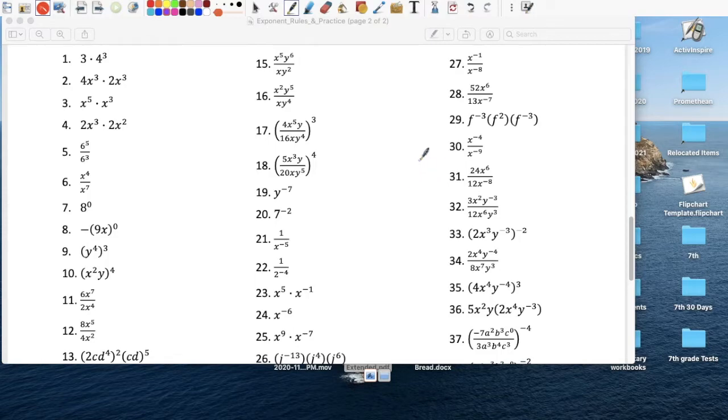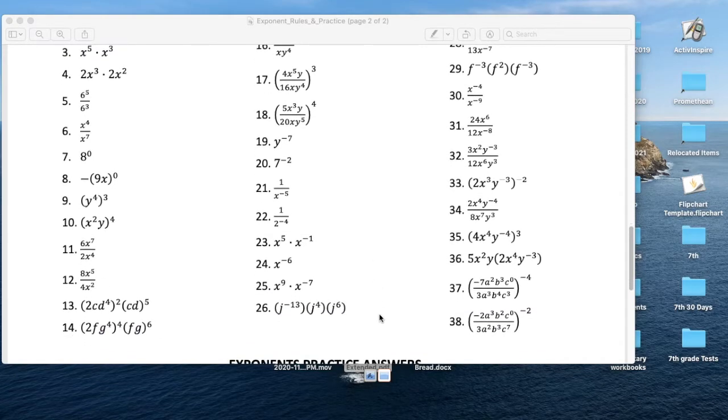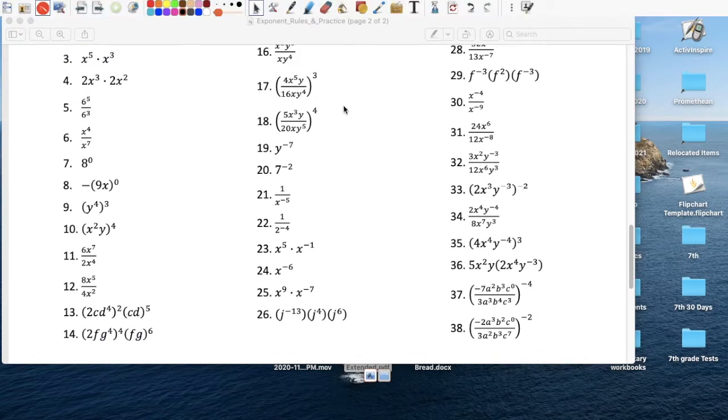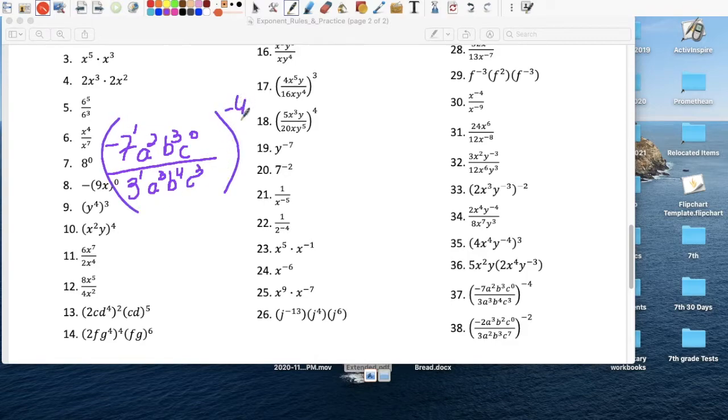37. Okay, what is that? 37. It's not 38. Okay, not that. So 37. Again, we're going to multiply -4 times all the exponents from each of the factors that are in there. So let me just write this a little bit bigger. -7, and I'll put 1 over here. B to the 3rd, c to the 0 power, 3 to the 1 power, a to the 3rd power, b to the 4th power, and c to the 3rd power. All that to the negative 4th power.